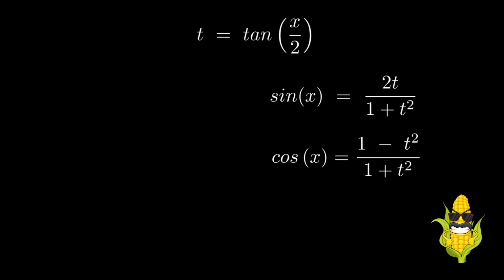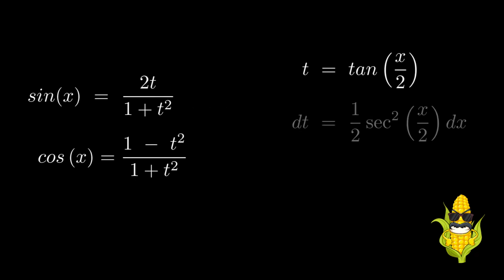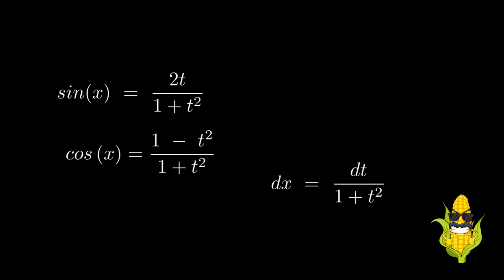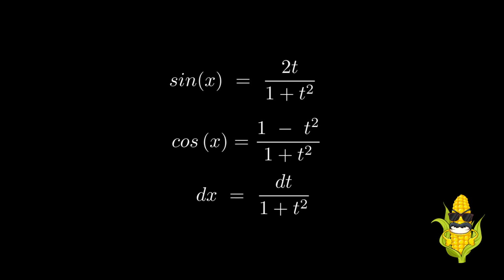This gets even better, since differentiating the substitution we get that dt is equal to 1 over 2 times secant squared of x over 2 dx, from which we can express dx as an expression of tangent of x over 2, and therefore an expression of t. Now, any rational expression of sine and cosine can be expressed as a rational expression of t. Now that we have this under our belt, let's take a look at an example.